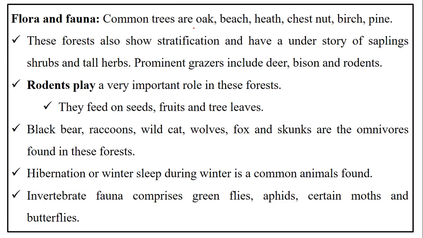Flora and fauna. Common trees are oaks, beech, hazel, chestnuts, birch, and pines. This forest shows stratification and has an understory of saplings, shrubs, and tall herbs. Prominent grazers include deer, which are the fauna or the animals, bison, and rodents. When we are talking about rodents, they play a very important role in those forests. They feed on seeds, fruits, and the leaves of trees.